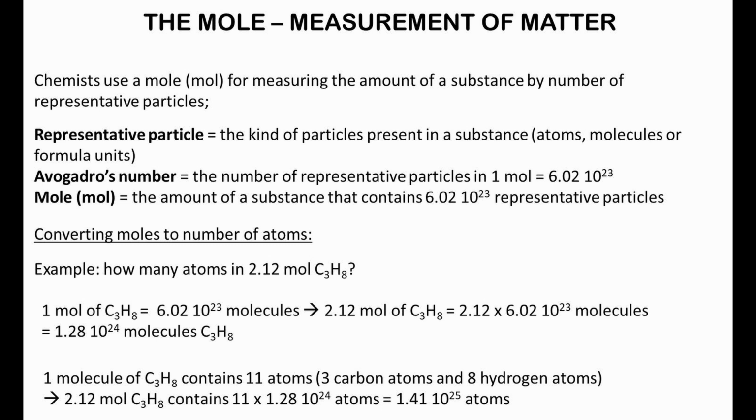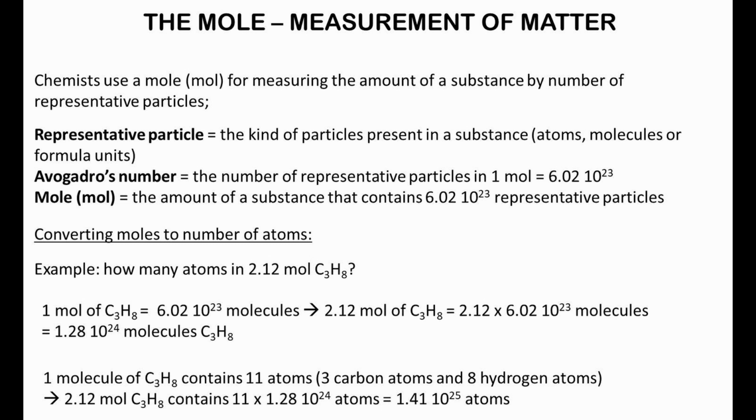Chemists use a mole for measuring the amount of a substance by number of representative particles. A representative particle refers to the kind of particles present in a substance: atoms, molecules or formula units. For all molecular compounds, the molecule is the representative particle. For ionic compounds, the representative particle is the formula unit.